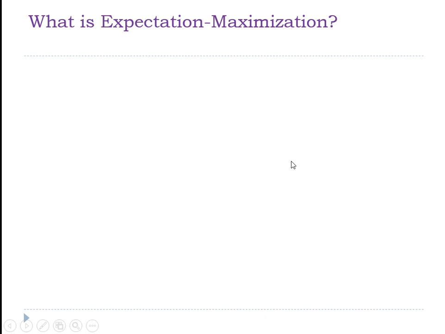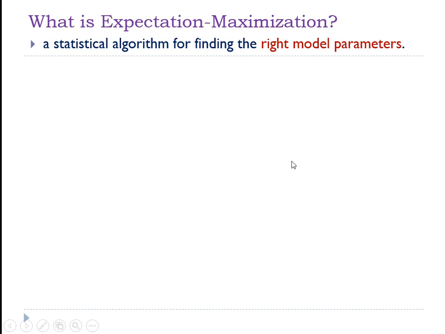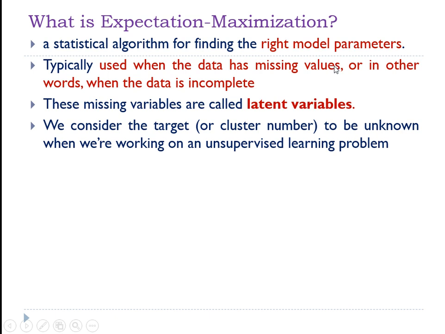Now, as I told you in the beginning of the session, Gaussian mixture models are based on the expectation maximization procedure. So let's learn what this is. The expectation maximization procedure is a statistical algorithm where the goal is to find the right model parameters. Remember that it is typically used when the data has missing values. This happens many times in machine learning: you have huge data sets, and some or much of the data will be missing. We call these missing variables latent variables.